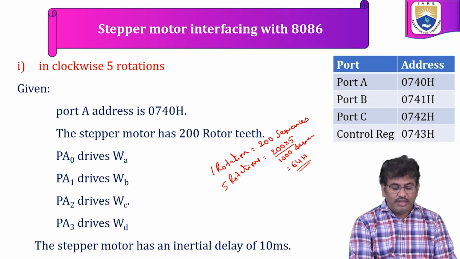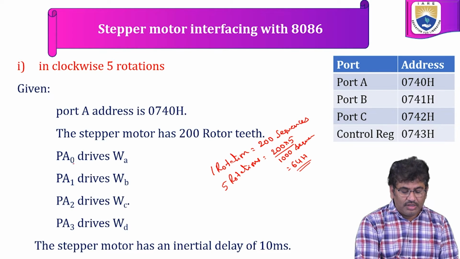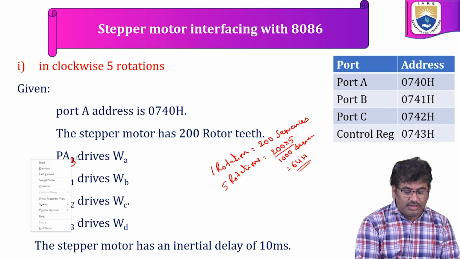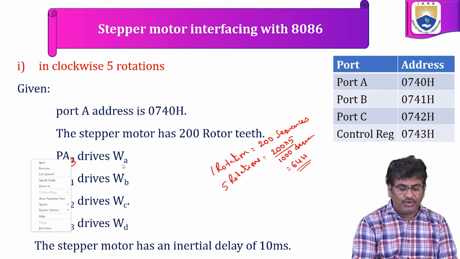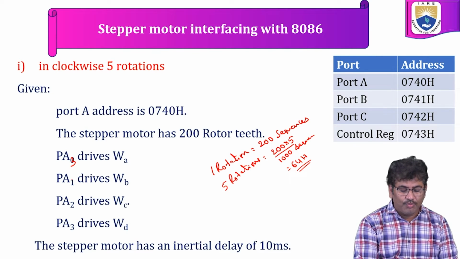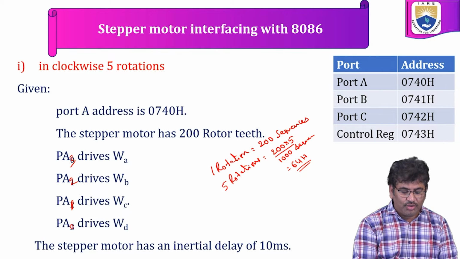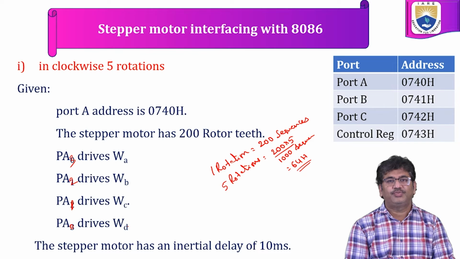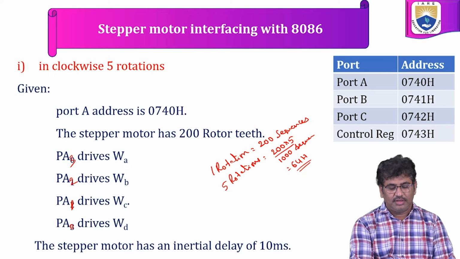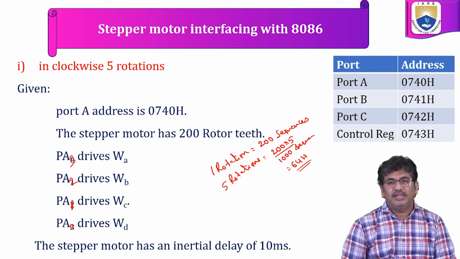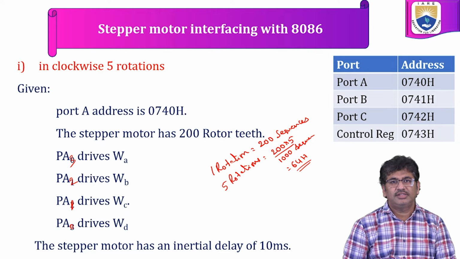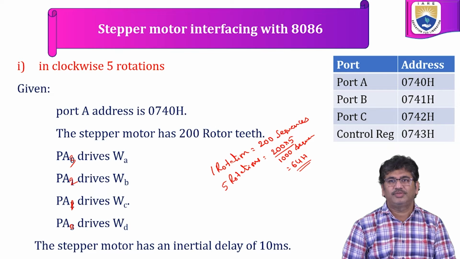Port A3 is used for driving winding A, port A2 for driving winding B, port A1 for driving winding C, port A0 for driving winding D. As per the schematic, I am taking these values. The stepper motor is having an initial delay of 10 milliseconds. In the problem, it is stated the delay program is already available. No need to write a delay program explicitly.